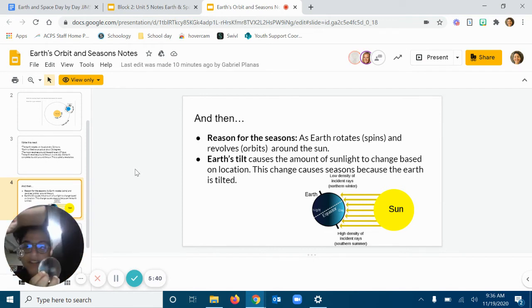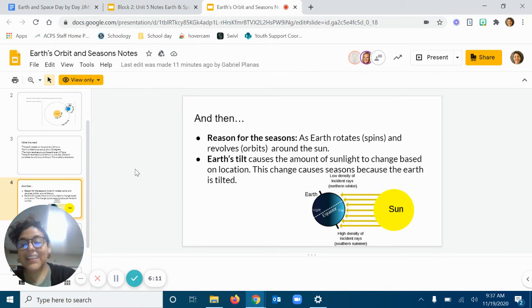Versus if I was to flip it the other way, like this, sorry, it's hard to hold it. If I was flipping it like this, then the northern hemisphere is slightly closer to the sun. So we have summer in the northern hemisphere. And in the southern hemisphere, it is winter because it's slightly farther from the sun.